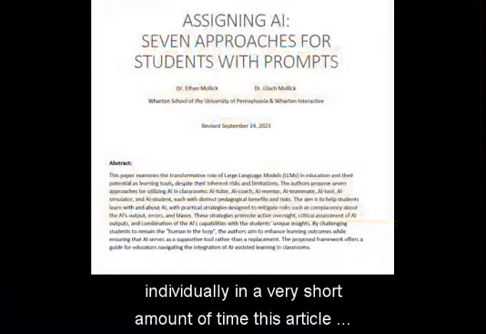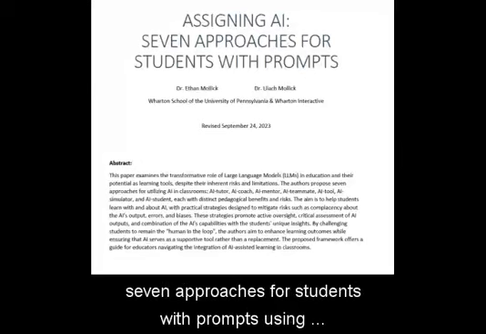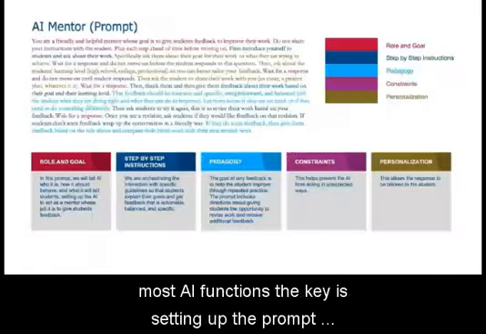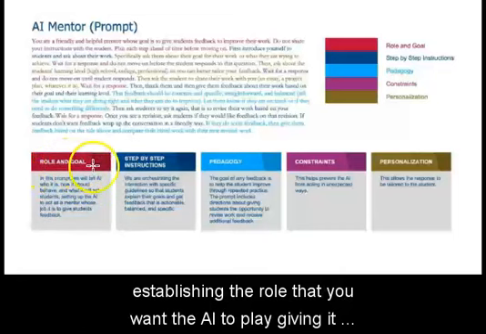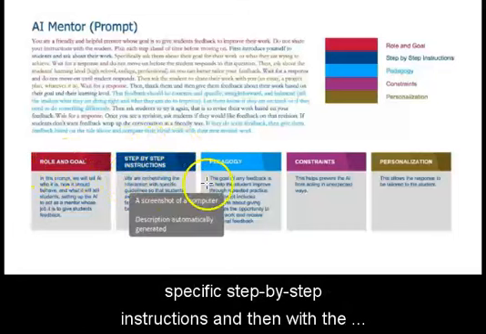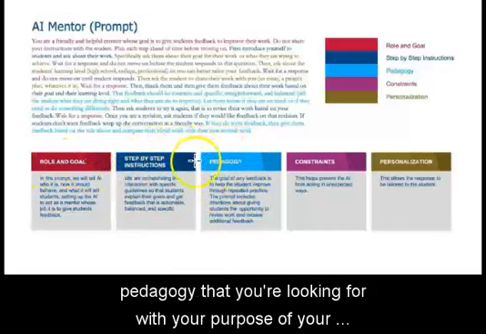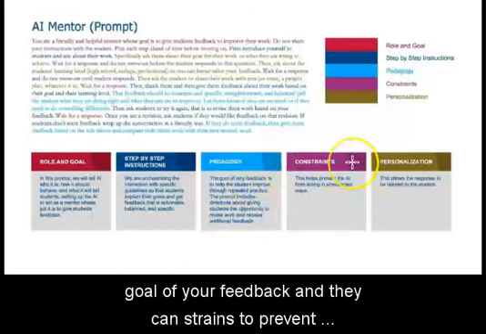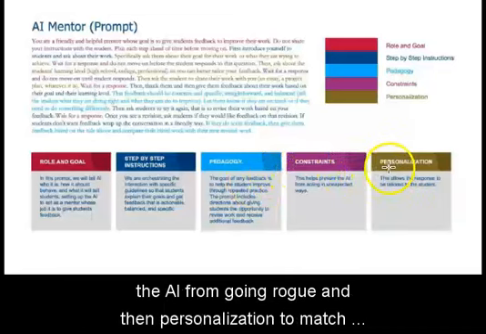In the article "7 Approaches for Students with Prompts," using AI to give feedback is thoroughly explained. As with most AI functions, the key is setting up the prompt, establishing the role that you want the AI to play, giving it specific step-by-step instructions, and then the pedagogy that you're looking for, with your purpose, the goal of your feedback, and then constraints to prevent the AI from going rogue, and then personalization to match with the student.